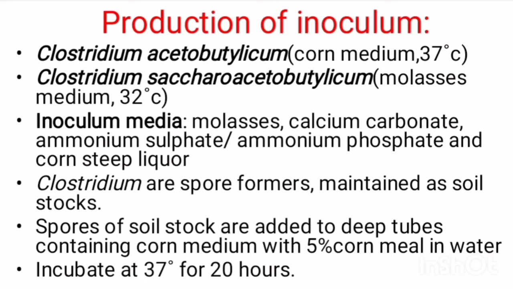Production of inoculum. Here we use Clostridium acetobutylicum and Clostridium saccharoacetobutylicum as the inoculum. Clostridium acetobutylicum requires corn medium, while Clostridium saccharoacetobutylicum requires molasses medium. The inoculum media consists of molasses, calcium carbonate, ammonium sulfate or ammonium phosphate, and corn steep liquor.